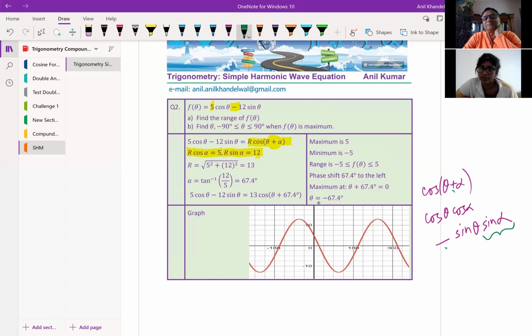So I want to correct that. This coefficient is 12 and the other coefficient is 5, and both are related to r sin alpha and r cos alpha, because we want the equation in cosine terms, cos of theta plus alpha. Now from here we get r, which is the square root of 5 squared plus 12 squared, which is 13. And alpha comes from the ratio of these two, 12 over 5, which gives 67.4 degrees. So we could write our equation as 13 cos(theta plus 67.4 degrees).